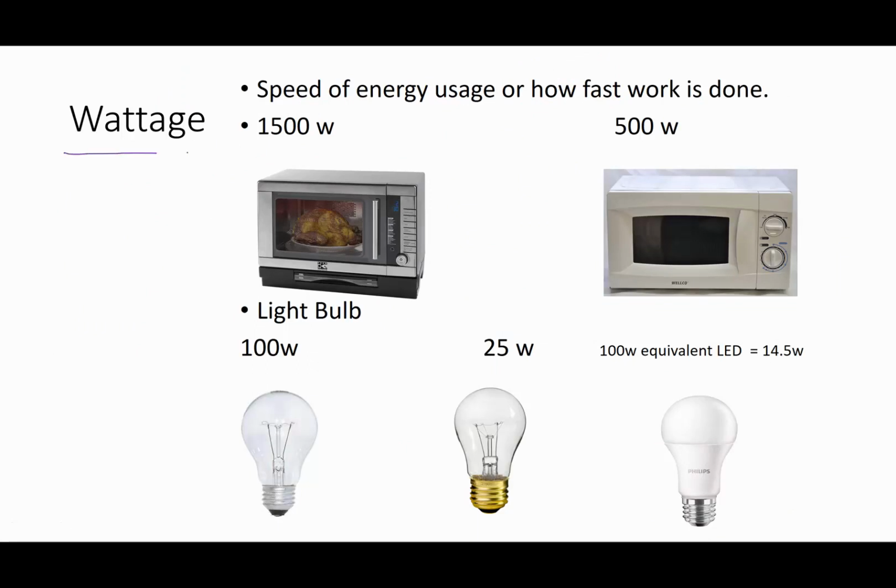Now you're familiar with wattage. Wattage is power, and power is how much work can be done per unit time. That is a relationship of speed, or how fast work is done, or how quickly energy can be transformed from one form into another. Let's look at a couple different places where I know you've encountered this.